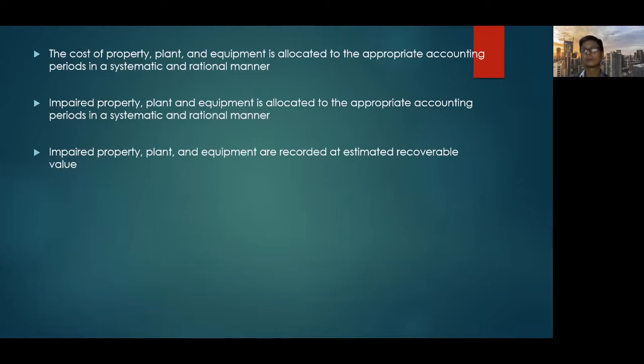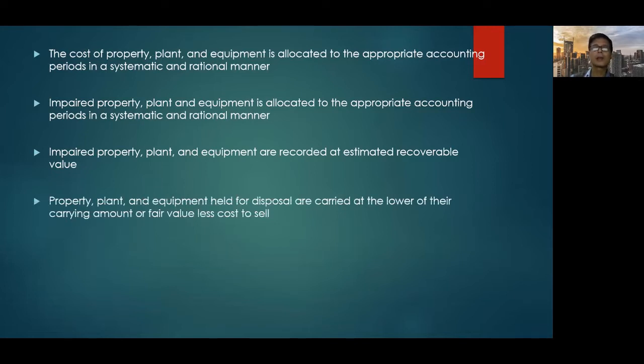Of course, to be more conservative, so kailangan of course, this is also one of the assertion of management, yung valuation na kung magkano talaga yung value ng property and equipment, nag-a-appear siya dun sa financial statement, no? Hindi siya overstated.